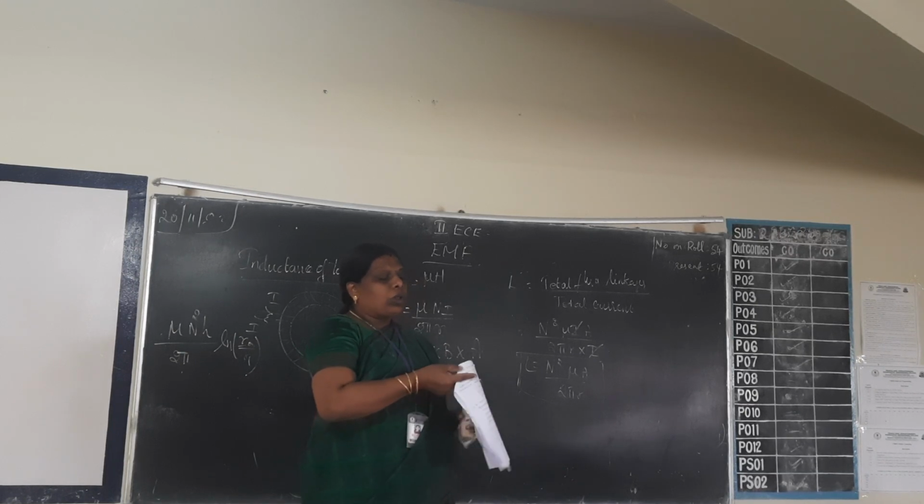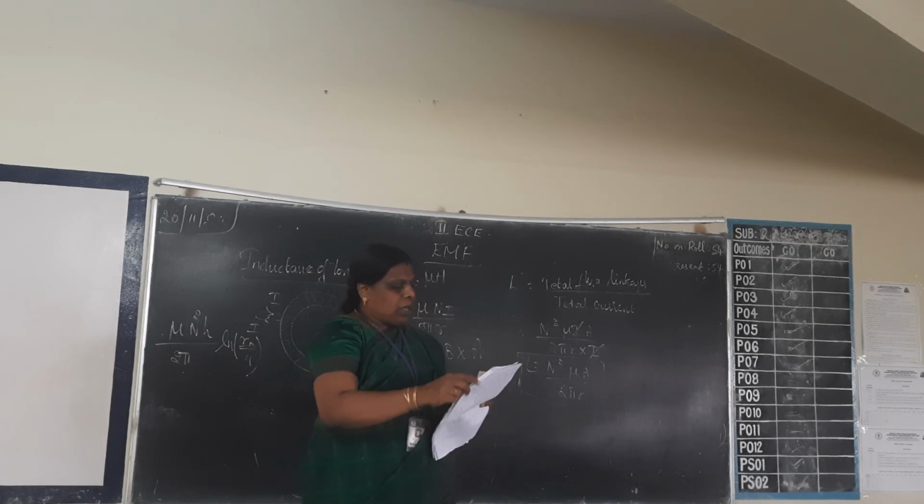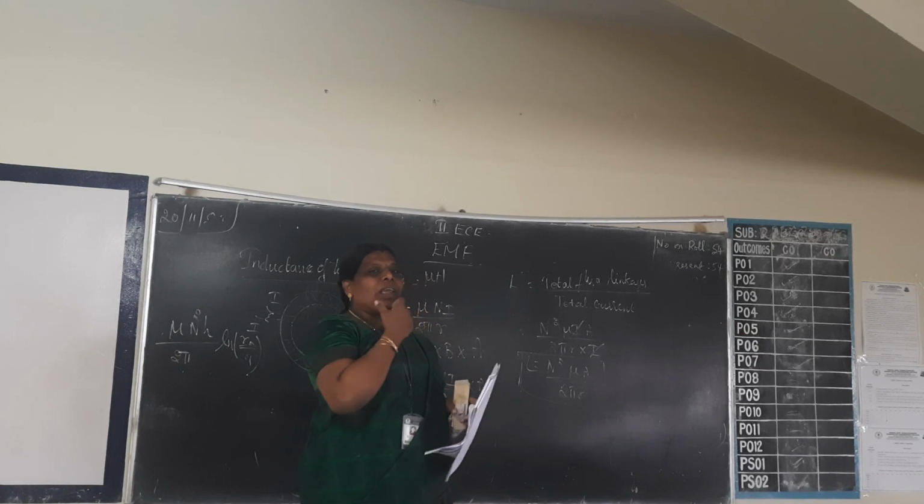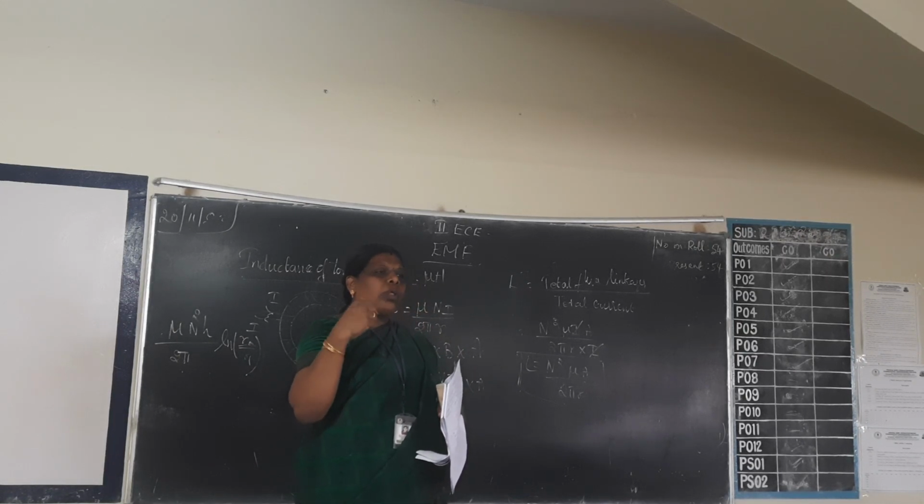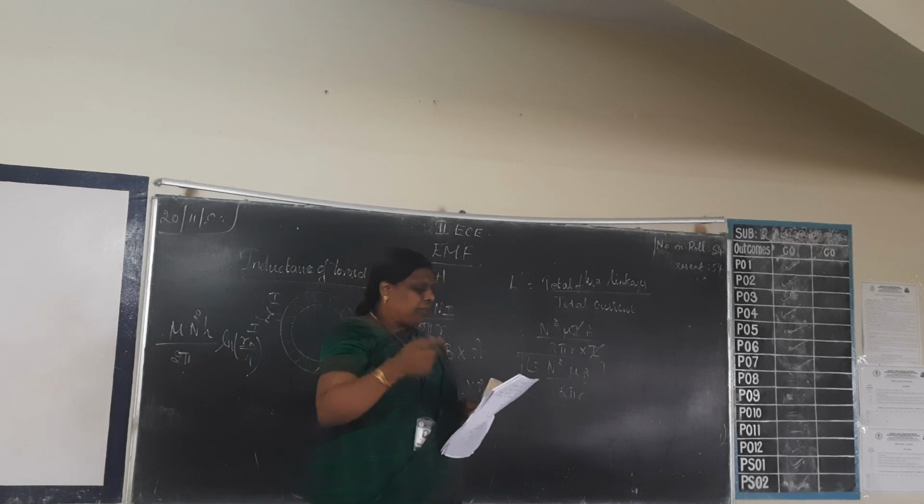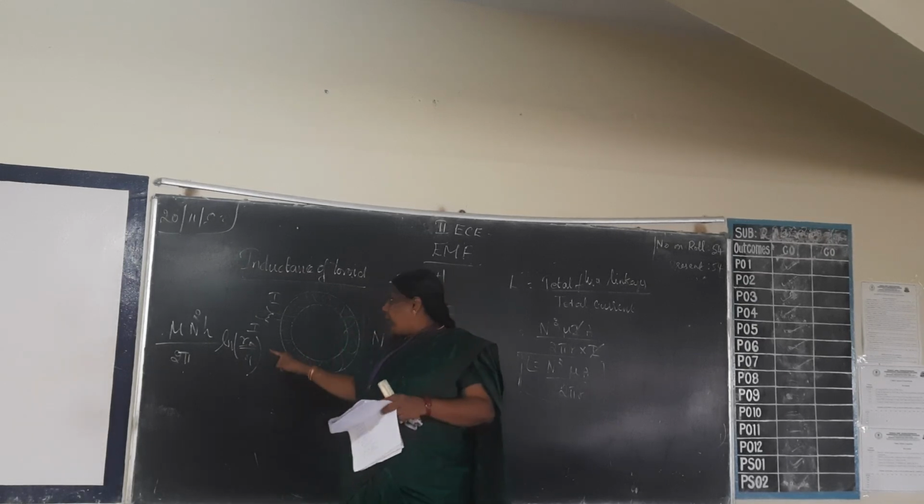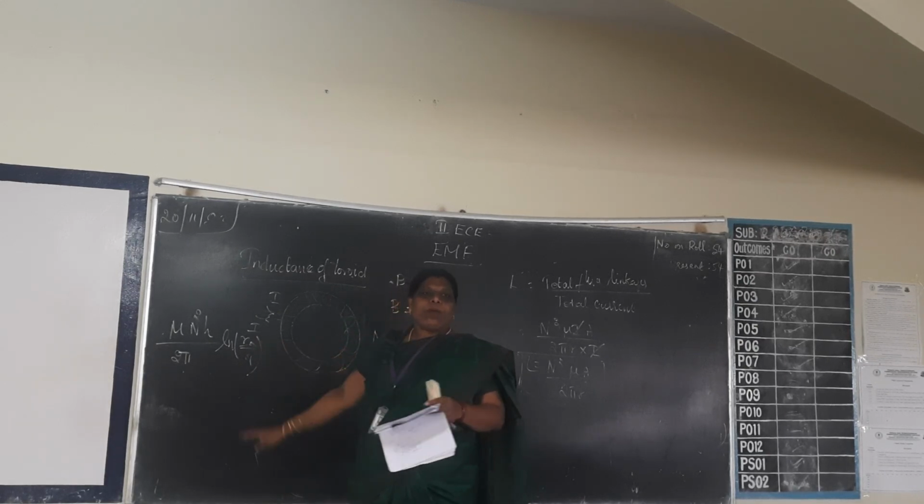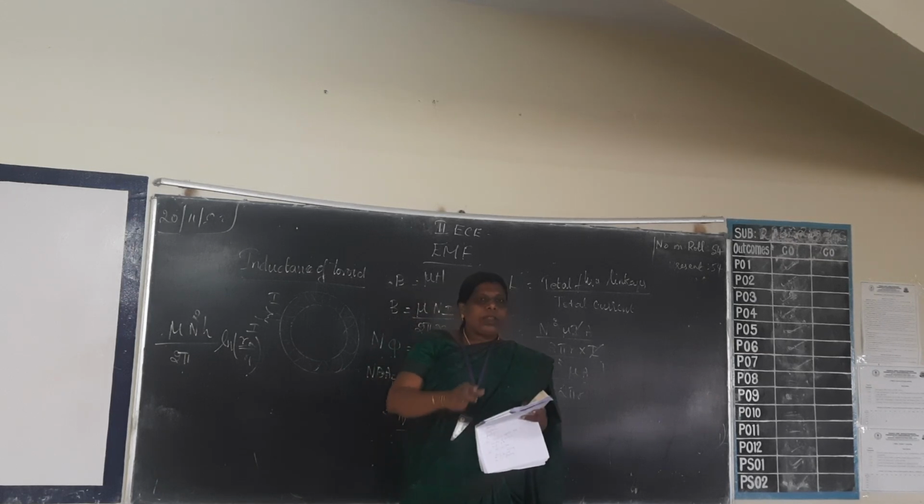Now we move on to the next one. Suppose they are giving the inner radius as A and outer radius as B. What will be your formula? It will be ln of B by A. Okay, now we go to the next one.